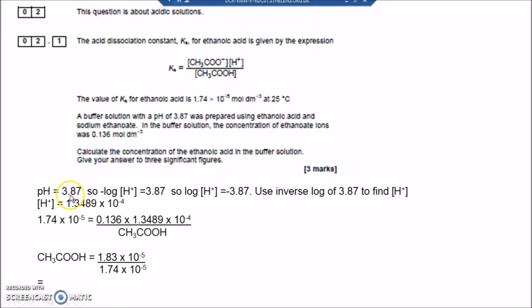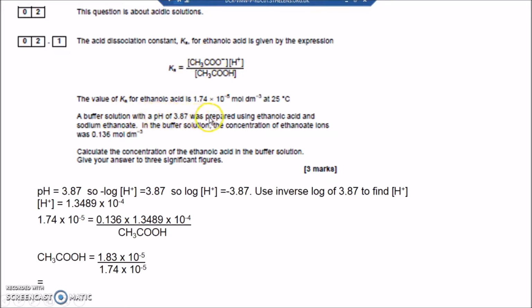So if pH equals 3.87, so minus log to the base 10 of hydrogen ion concentration equals 3.87. Then what I do is I multiply both sides by minus 1, so that log H is minus 3.87, and then I can inverse log, or shift log or second function log, find the right button on your calculator, of minus 3.87 to find the hydrogen ion concentration. It comes out as 1.3489 times 10 to the minus 4. So now I've got the hydrogen ion concentration.